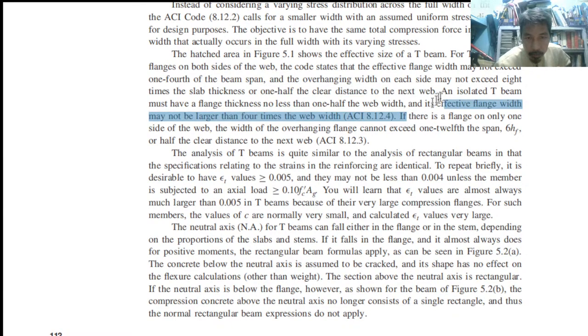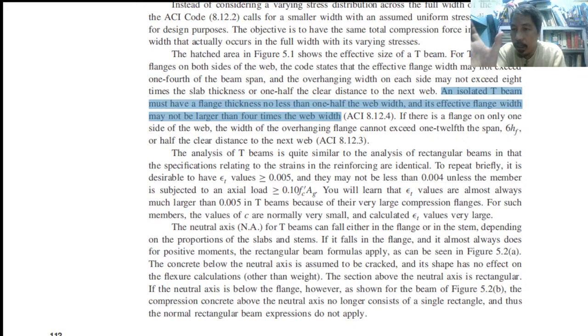Okay. We are selecting 4 feet. But we still have effective flange width. It may not be larger than 4 times the web width. There's a fourth condition. Okay?